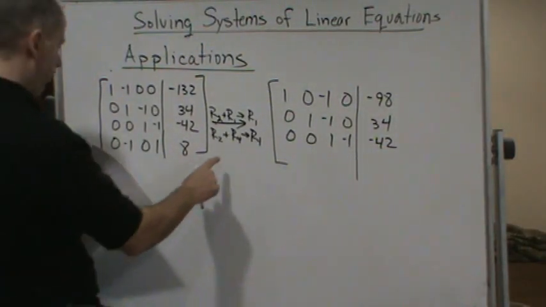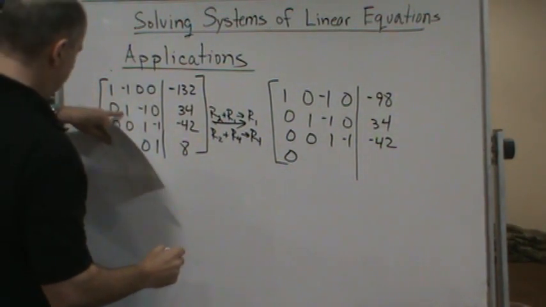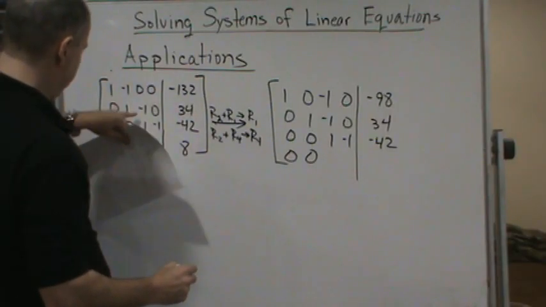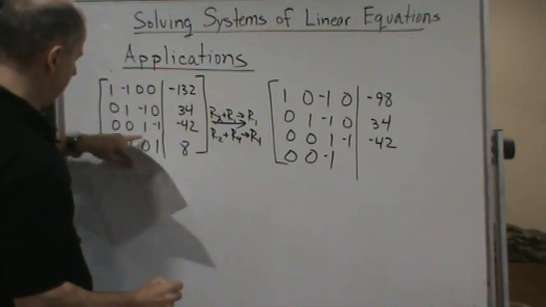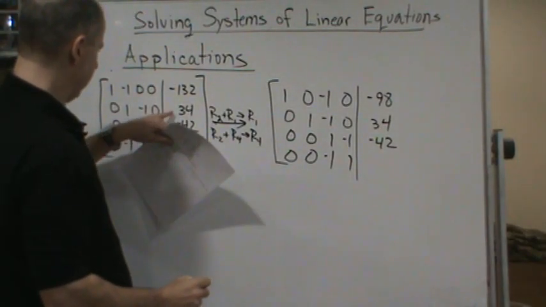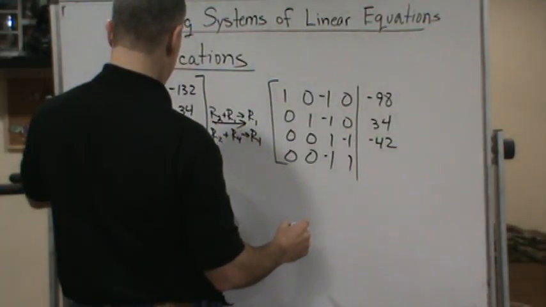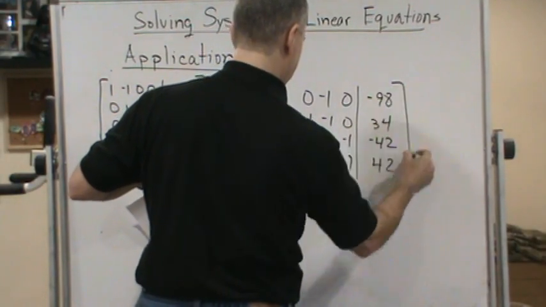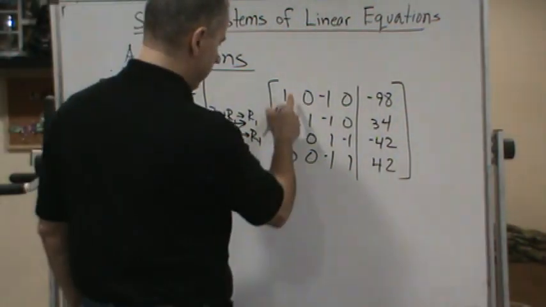And then now what happens to row 4? Well, this is going to stay the same. That's going to stay 0. This is going to go to 0. And then this is going to become -1, right? -1 plus 0 is -1. And then 0 and 1 is 1. And then this is going to be 34 and 8, which is 42. All right, so now we're done with the first 2 columns.